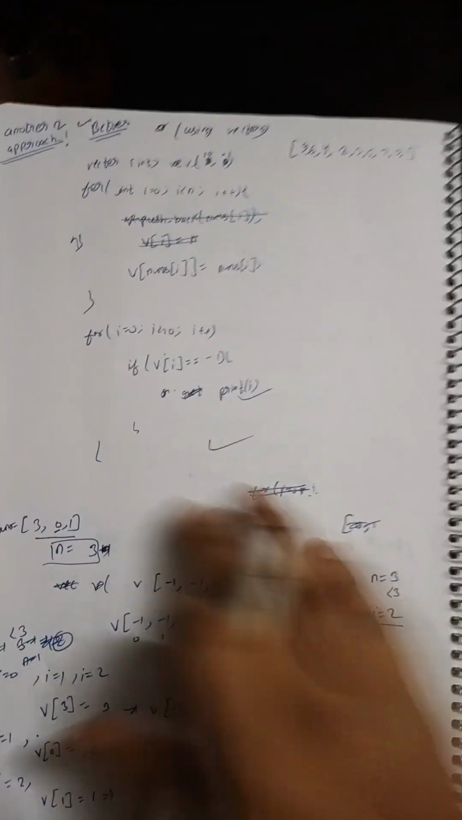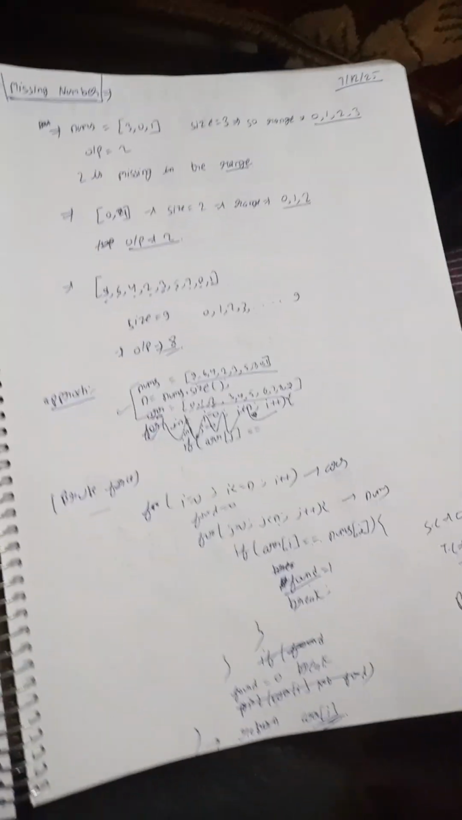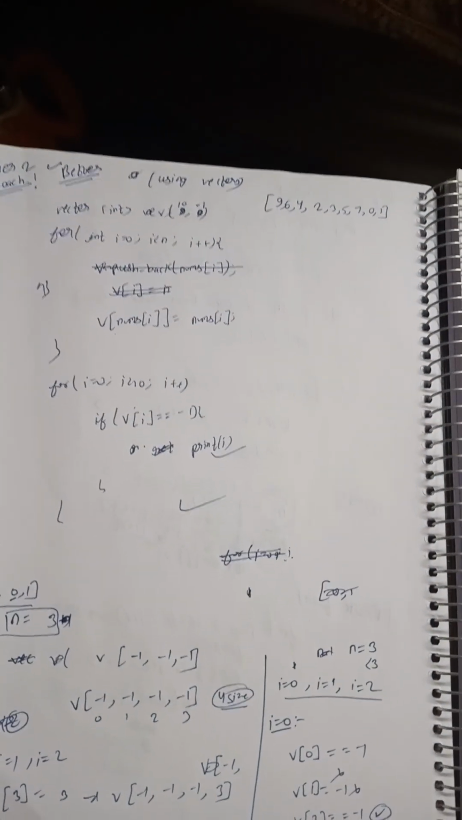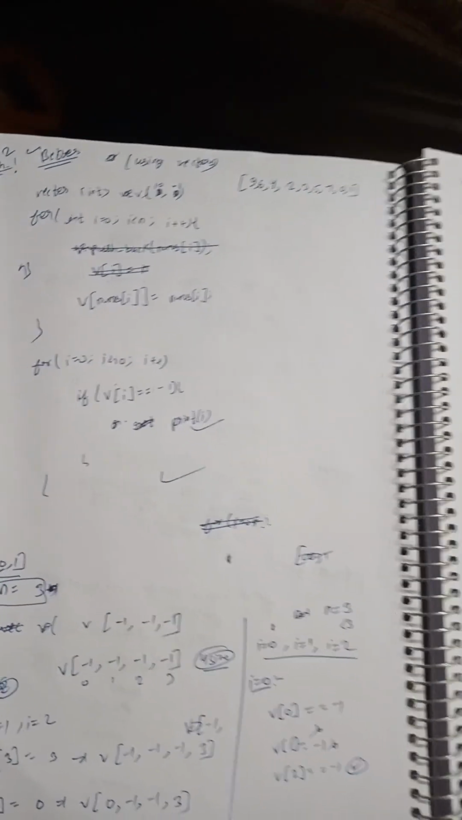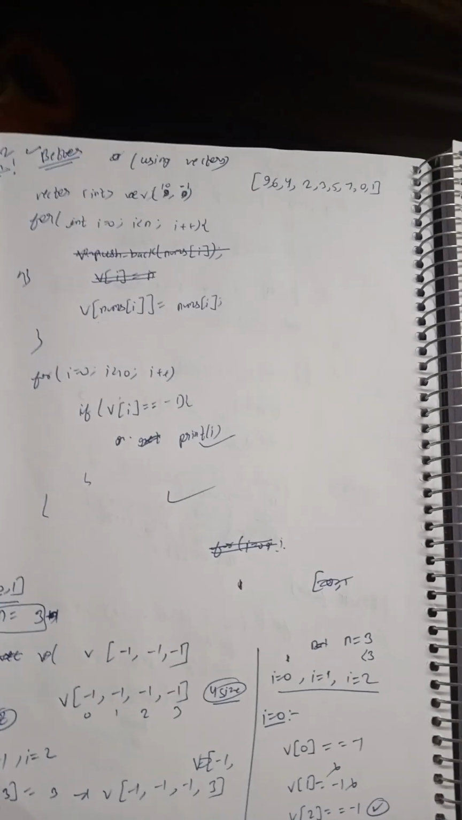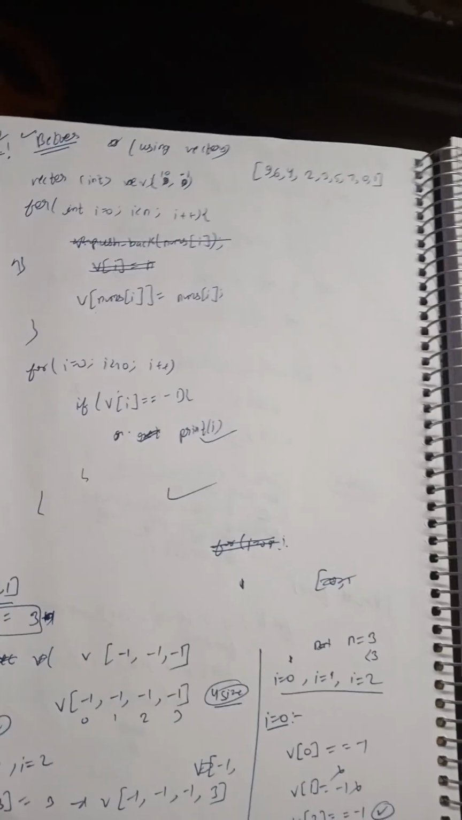So in the last video we discussed the problem Missing Number that we solved by the brute force method. Now we are going with a better approach, with time complexity better than the previous one. The previous brute force solution's time complexity was O(n^2) and the space complexity was O(n). Now we will try to optimize it.